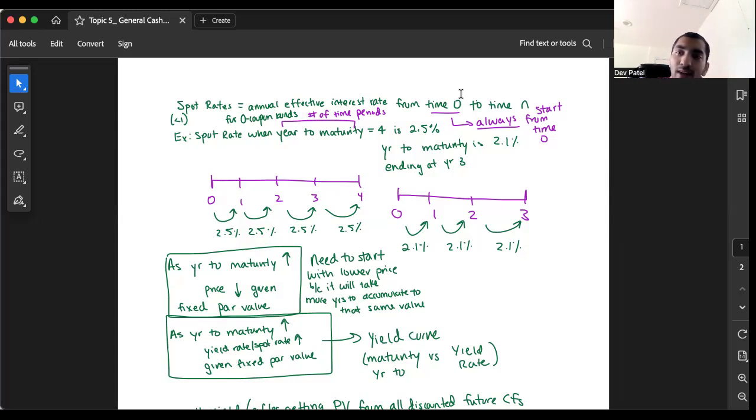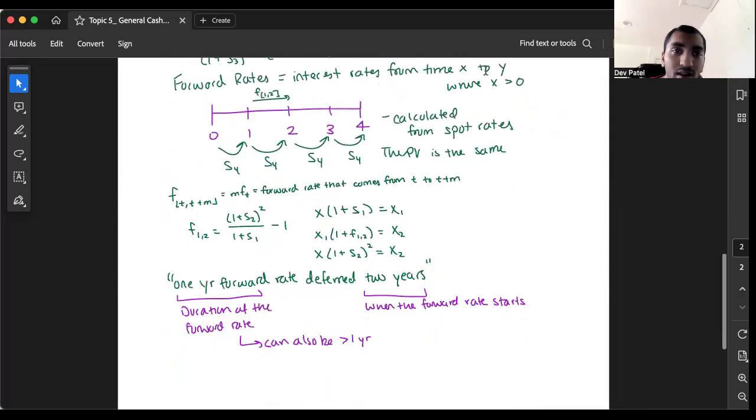You can do more practice through SOA, through Coaching Actuaries, and the more practice you do, you will eventually get better at this. All right, so I think that's about it.